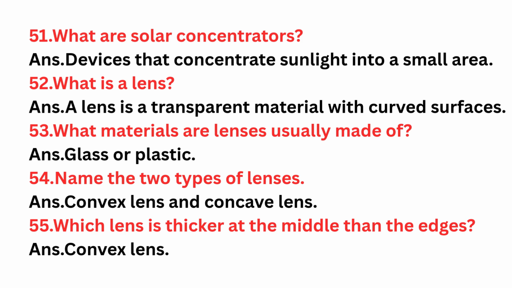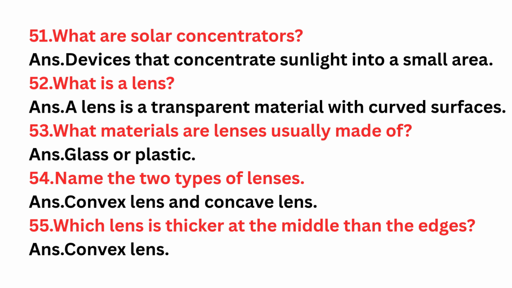Question number 52. What is a lens? Answer. A lens is a transparent material with curved surfaces. Question number 53. What materials are lenses usually made of? Answer. Glass or plastic. Question number 54. Name the two types of lenses. Answer. Convex lens and concave lens.